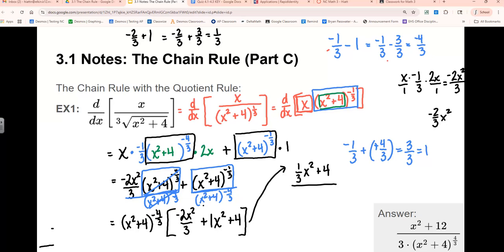And then I'm going to go ahead, if it's okay with you guys, and send that x squared plus 4 down to the denominator. Because at this point, I'd be looking at my answer choices and seeing, oh yeah, that's back in the bottom. So I've got x squared plus 4 to the 4/3.